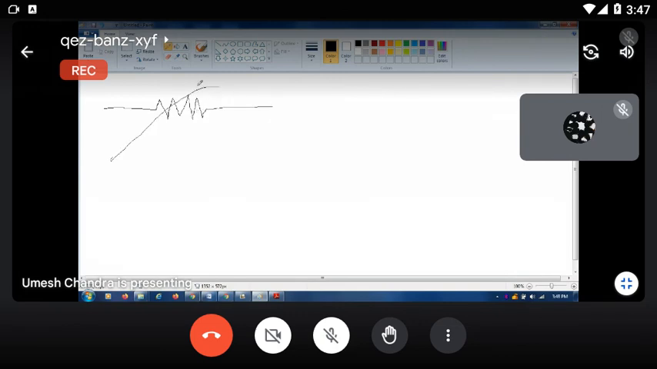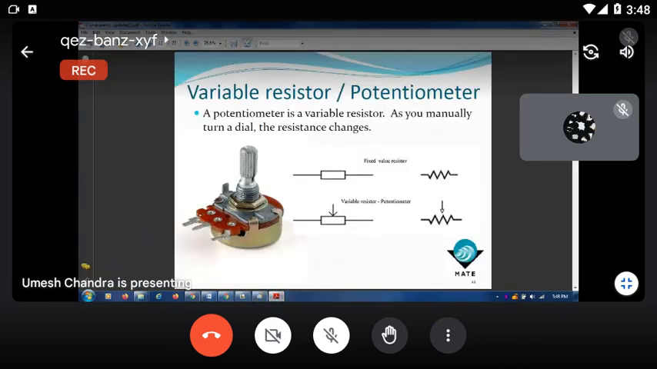This is the symbol of a variable resistor. And this is the physical variable resistor with three terminals. In the figure you can see here, this is a variable resistor with three terminals, terminal number 1, 2 and 3.